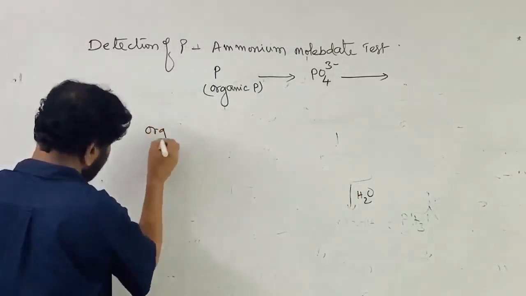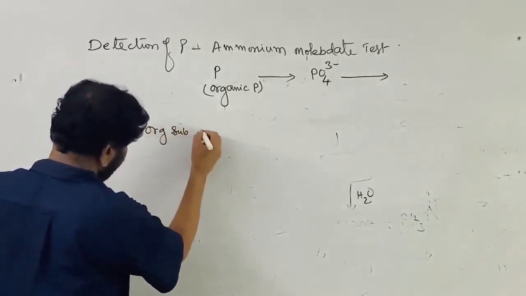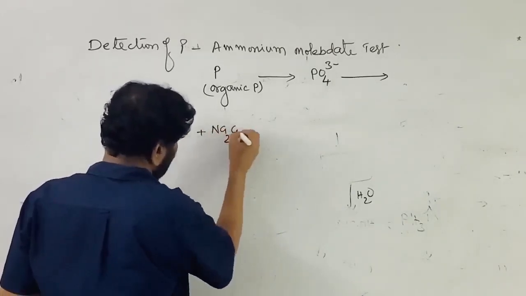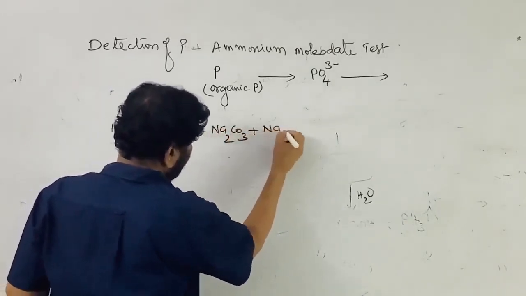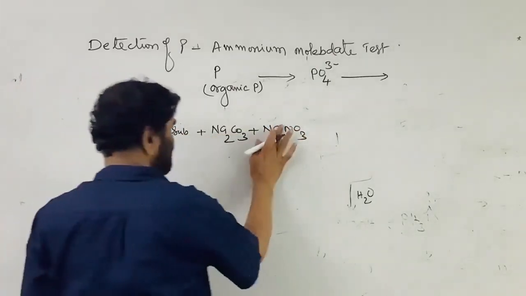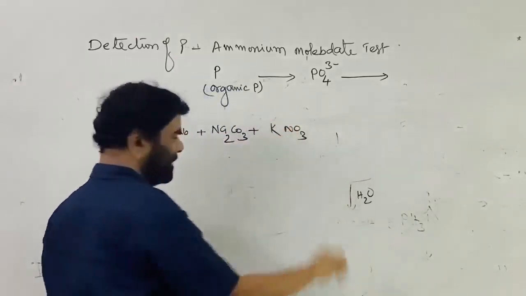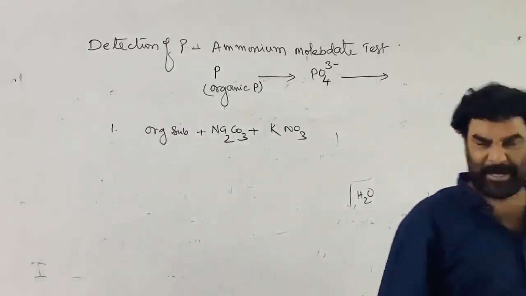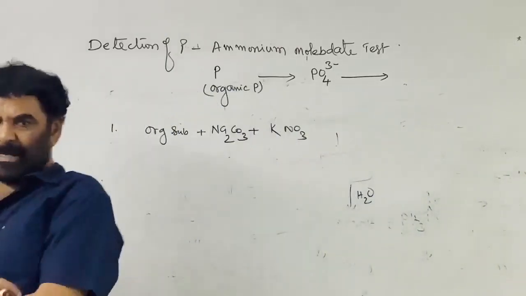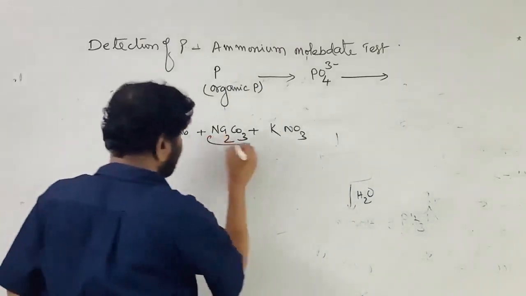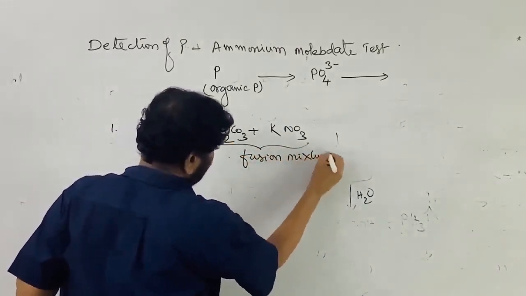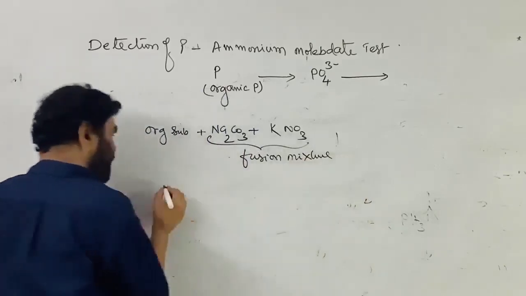The organic substance is heated with fusion mixture, a mixture of Na2CO3 plus NaNO3. Or instead of sodium nitrate, they say potassium nitrate. A mixture of potassium nitrate and sodium carbonate is called the fusion mixture. It is an oxidizing agent.